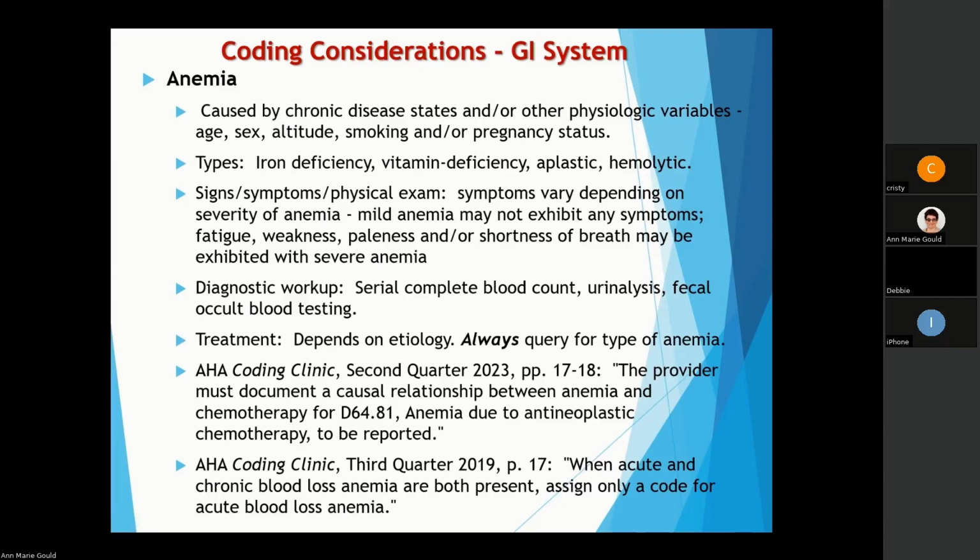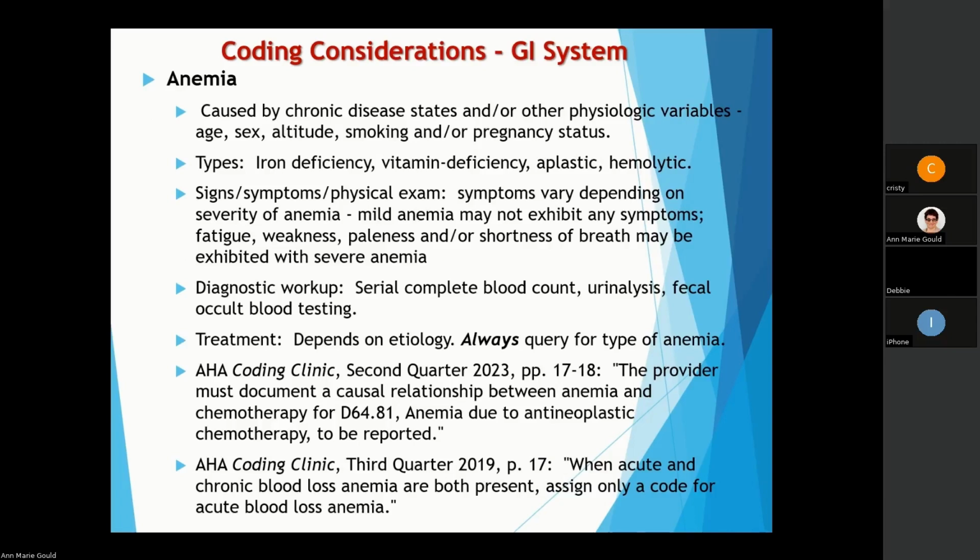Okay, now let's look at some coding considerations for the GI system. So anemia, of course, is the biggest one that we know, right? It's caused by chronic disease states and or physiologic variables such as your age, sex, altitude, smoking, and or pregnancy status. The different types that we see, of course, iron deficiency, your vitamin deficiency, aplastic or hemolytic.